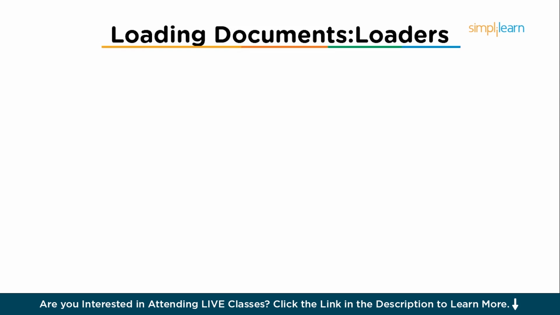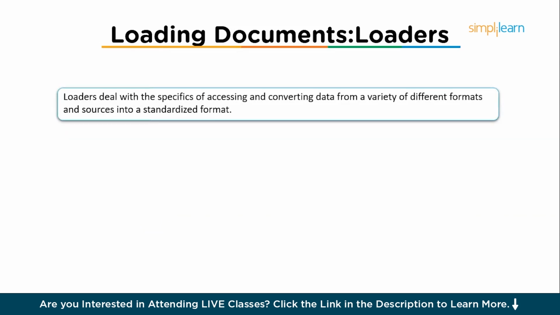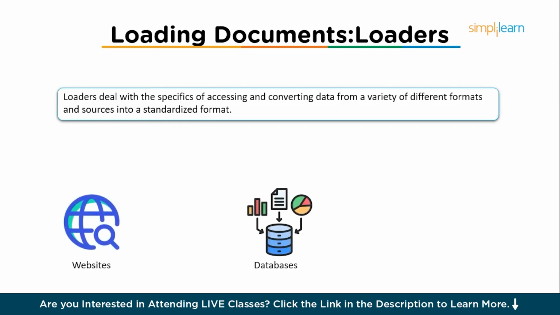So let's jump in. First, we need to understand loaders. Loaders deal with the specifics of accessing and converting data from a variety of different formats and sources into a standardized format. There can be various places we can load our data from, like websites, databases, and YouTube, and these documents can be in data types like PDFs, HTML, JSON, Word, and PowerPoint. The purpose of different data loaders is to take this variety of data sources and load them into a standard document object, which consists of content and associated metadata.